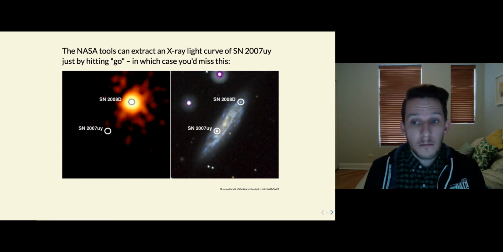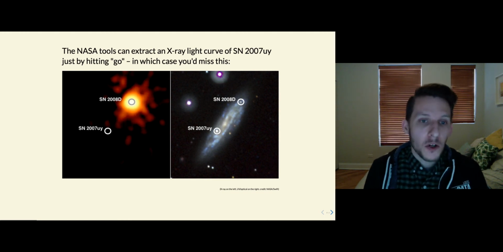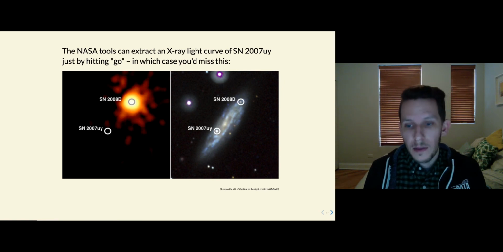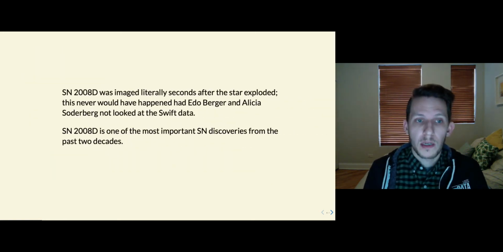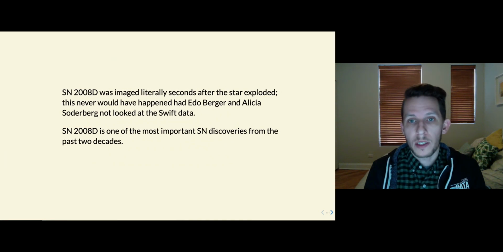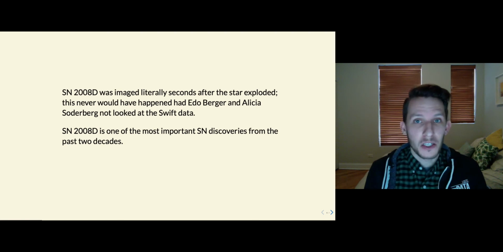So you can see in this new X-ray image that was taken a few weeks after the first one of 2007 UY, there's a bright, bright, bright source. In fact, there are no other sources that are detected because this source is so bright in the X-rays. It completely dominates anything that you see. And this essentially occurred because 2008-D was imaged literally seconds after the star exploded. This is the definition of serendipity.